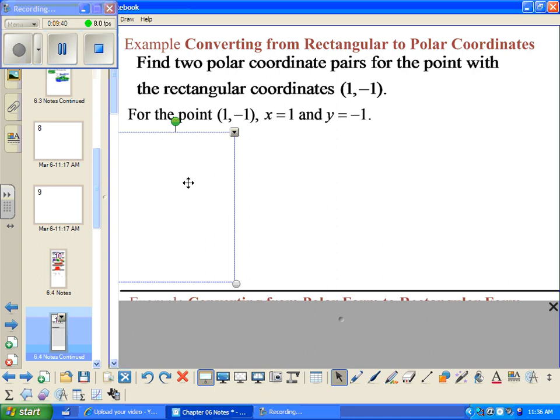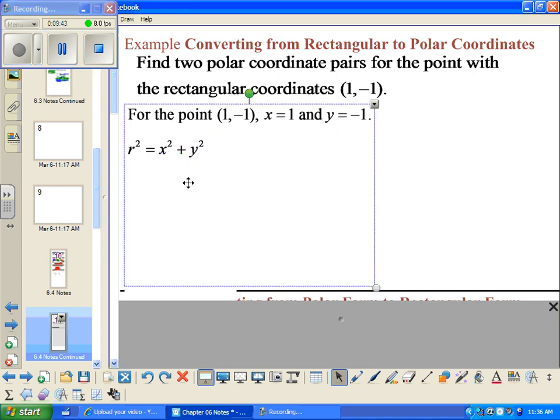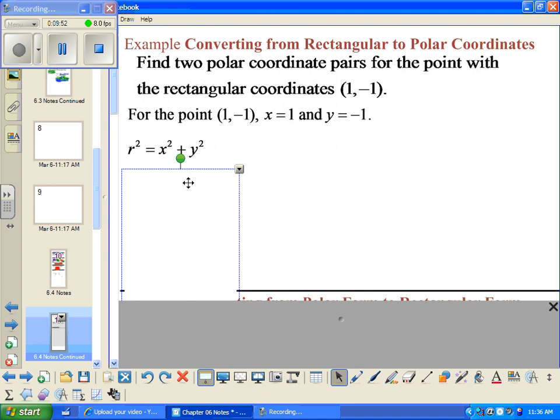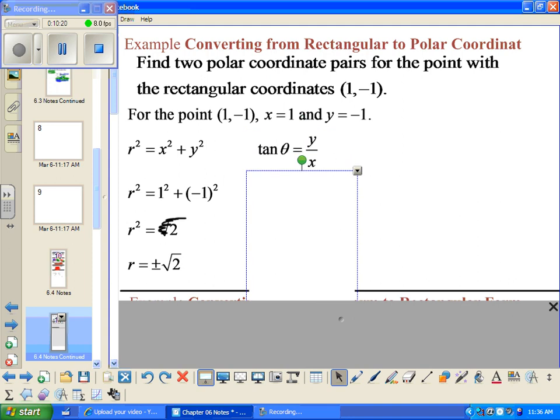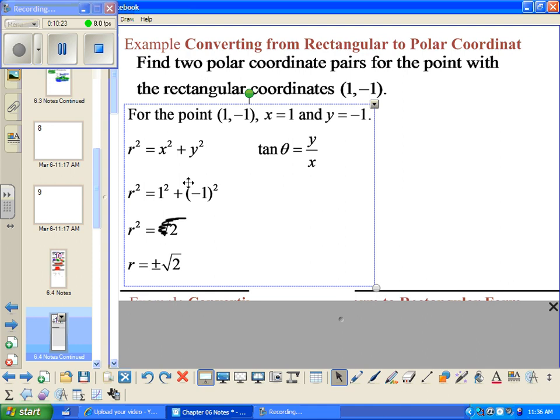Well, I know if I have x and y that r squared equals x squared plus y squared. So if I plug in 1 for x and negative 1 for y, I can very quickly get my r value. R squared is 2, so r would equal plus or minus root 2. Well, now I have r, I have x, and I have y. Well, I know tangent theta is y over x.